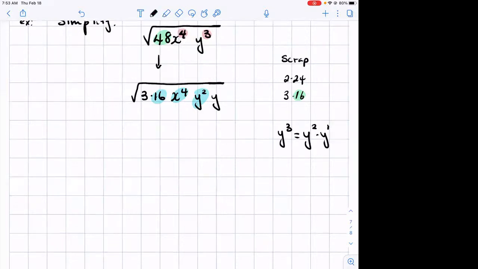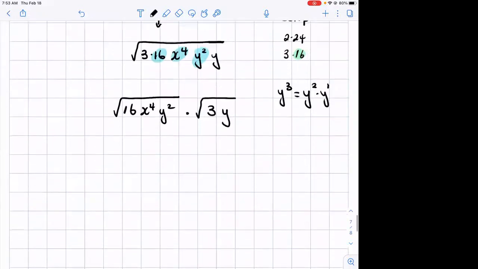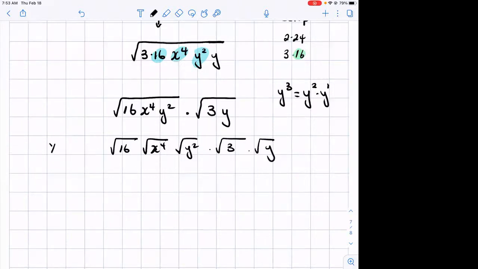So if you want, you can make only 2 radicals, which is what I generally do. The 16, the x to the 4th, and the y squared go in one radical, and in another radical, I leave the 3 and I leave the y. Or you could write them individually, meaning the square root of 16, the square root of x to the 4th, the square root of y squared, and then the square root of 3, and then the square root of y. I don't recommend that, but you can do that.